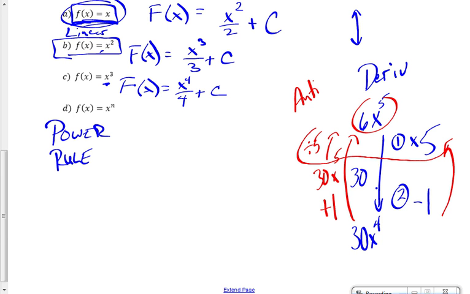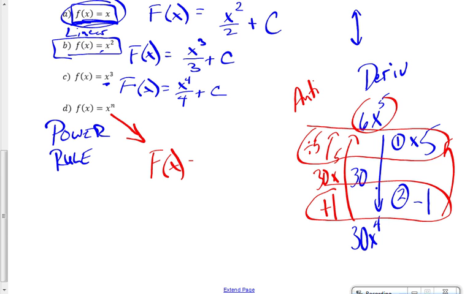And we're going to get back to 6x to the fifth. And you'll notice that these operations are inverses of one another, so we're going backwards. So in general, the power rule: if we have f of x equals x to the n, the antiderivative of that is going to be x to the n plus 1 divided by n plus 1, plus the constant of integration.